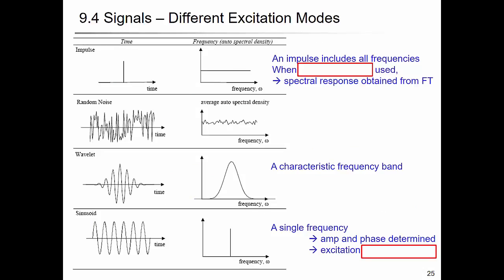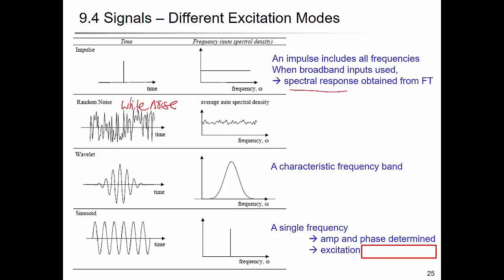Signal, you can excite the soil with different excitation modes. You can apply various kinds of source signals. Here, if you apply the impulse, it includes all frequencies. So when a broadband input is used, the spectral response can be obtained. And random noise or white noise is the same.